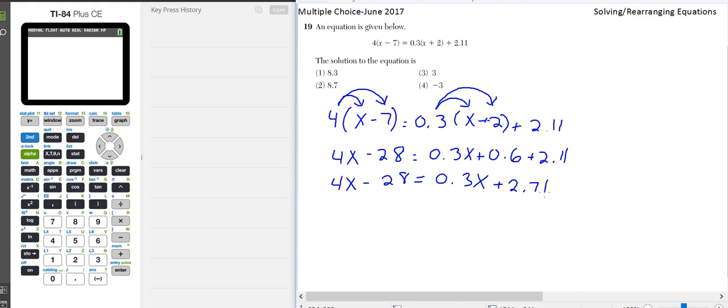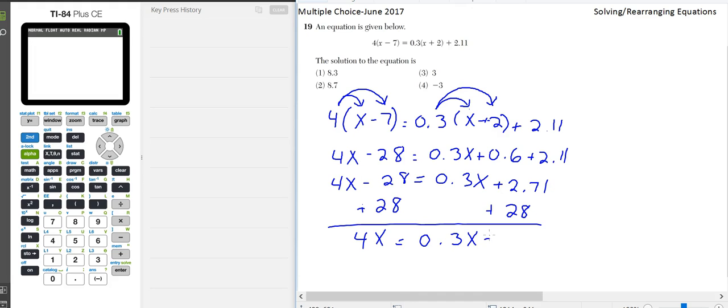Now let's bring all the constants to the right hand side and all the variables to the left hand side. So we're going to add 28 to both sides to clear it away from the left hand side and bring it to the right hand side. 4x is equal to 0.3x. 2.71 plus 28 is 30.71. Now we want to move all the x's to the left hand side, so minus 0.3x and minus 0.3x.